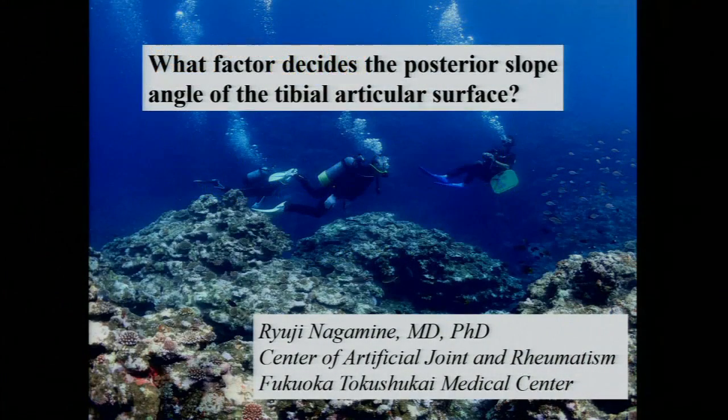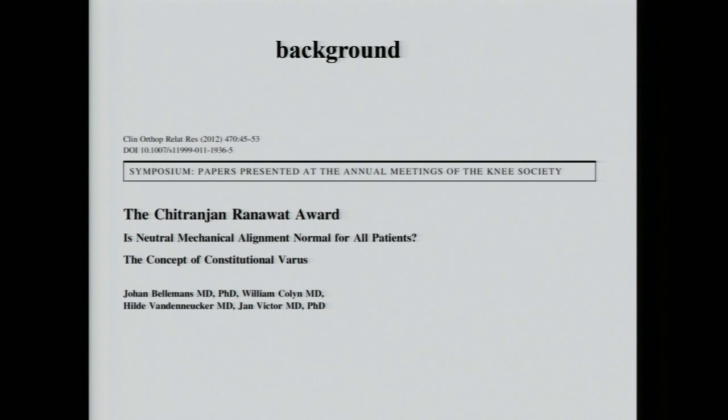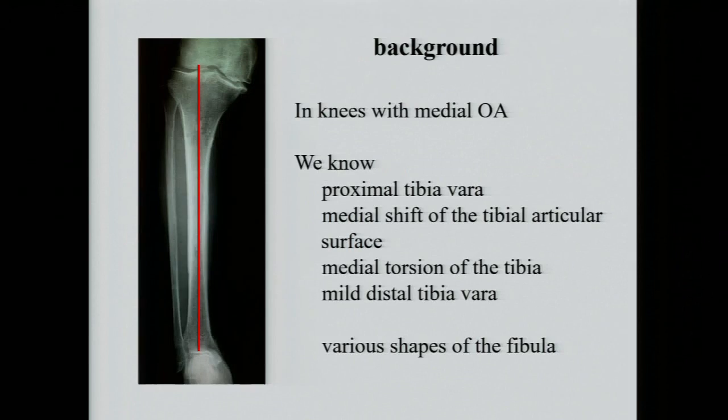So my topic is what factors decide the posterior slope angle of the tibial articular surface. And what we found is that the posterior slope of the tibial articular surface is created by the posterior rotation of the tibial condyles. So in 2012, Dr. Bellman established the concept of the constitutional varus.